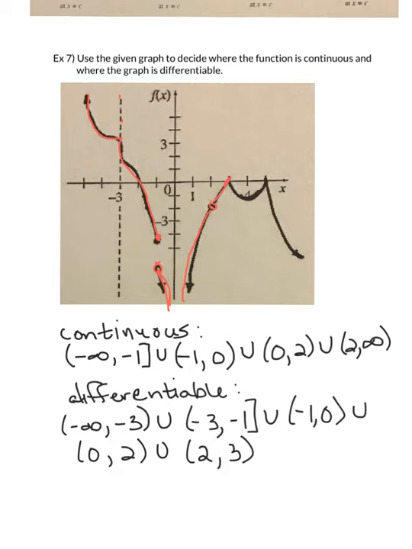Then we continue on from 3 until we hit another sharp point over here at 5. So there is not a derivative at 5, but there is between 3 and 5. Everything will have a derivative. And then after we leave 5, the rest of the graph is good. So our last place where we do have derivatives is from 5 to infinity.